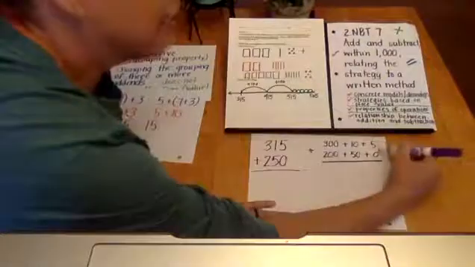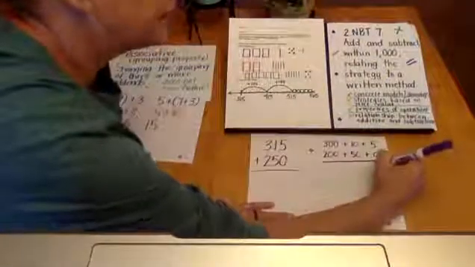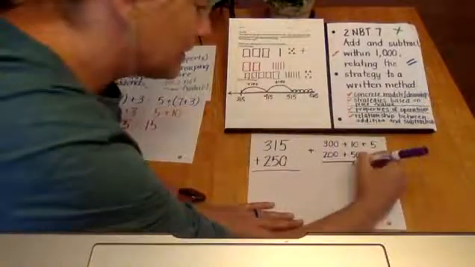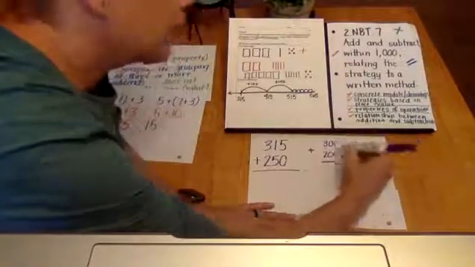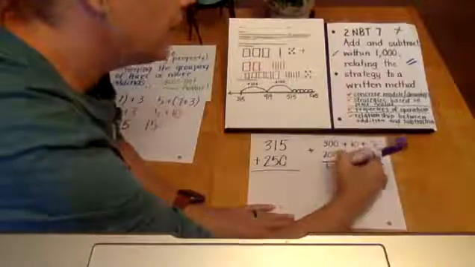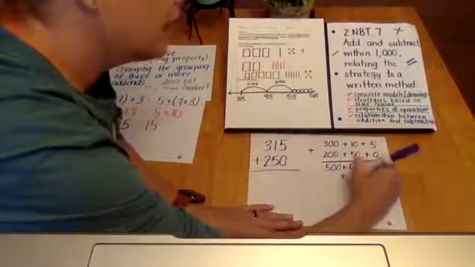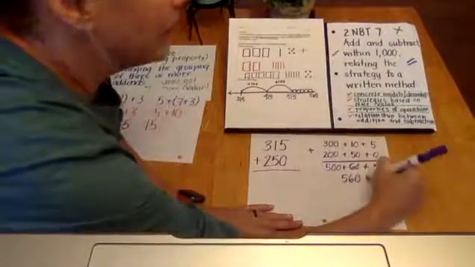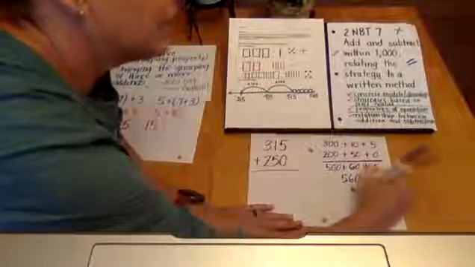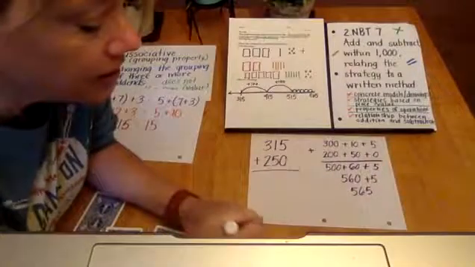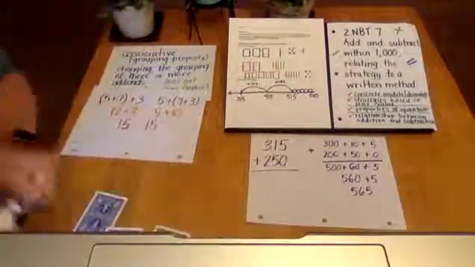So we can easily add 5 and 0 is 5. 10 and 50, or 50 and 10, we know is 60. And 3 plus 2, we know is 5, so that's 500. So 500 plus 60 plus 5, we could say is 560 plus 5. And then we could say 565. And being able to work our problems like this is going to be really helpful to us in the future of mathematics.